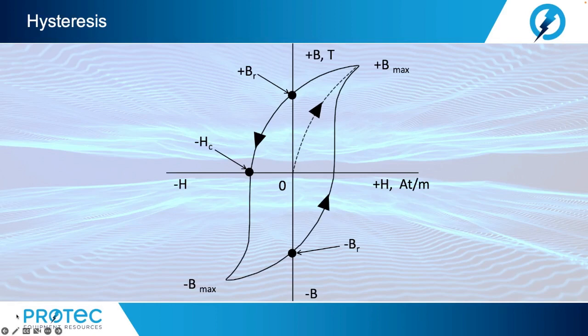The loop does not return to zero because of hysteresis. The value of positive B sub R or negative B sub R, which is the flux density remaining after the magnetizing force is zero, is called the retentivity of the magnetic material. The value of negative H sub C, which is the force that must be applied in the reverse direction to reduce flux density to zero, is called the coercive force of the material. The greater the area inside the hysteresis loop, the larger the hysteresis losses.